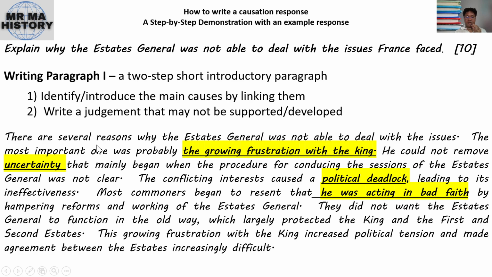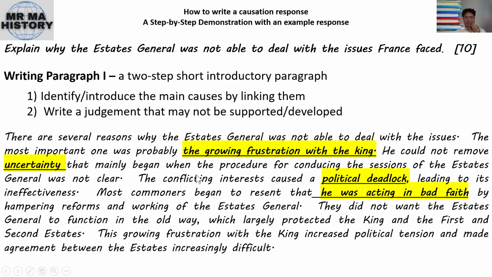So, as I have told you, what I have done in this introduction is that first of all I have introduced all the different reasons. As you can see in the yellow highlighted area, the growing frustration is the first reason, uncertainty in the country is the second reason, political deadlock the third one, and the king acting in bad faith is the fourth reason. These are the four reasons why the States General was not able to deal with the problem that the country was facing at that time.